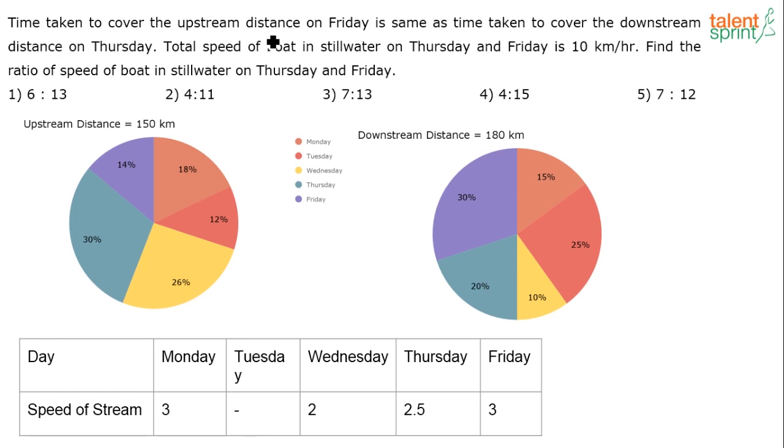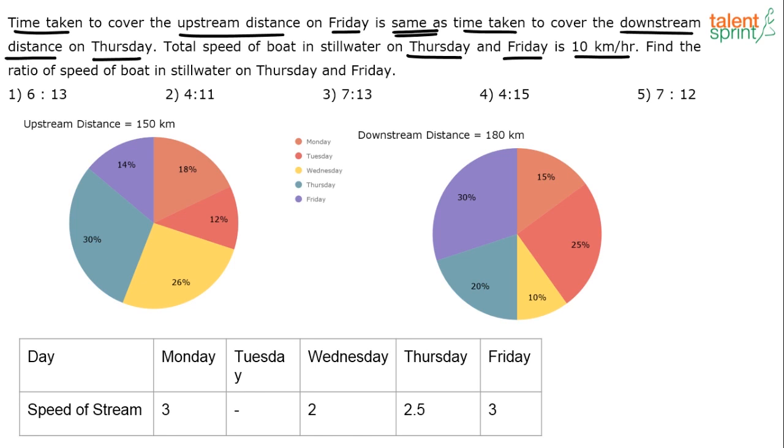So the time taken to cover the upstream distance on Friday is equal to the time taken to cover the downstream distance on Thursday. The total speed of the boat in still water on Thursday and Friday is 10 kilometers per hour. Now you know that there is also a boat involved here, right? The speed of the boat in still water on Thursday and Friday adds up to 10 kilometers per hour.